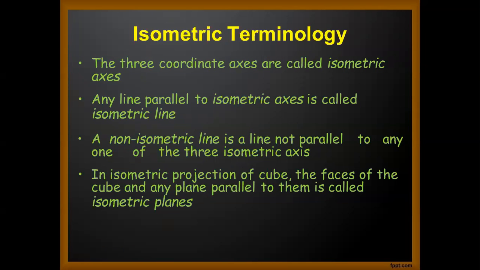There is different terminology. The three coordinate axes are called isometric axes, while the lines which are not parallel to isometric axes are known as non-isometric lines. Okay, so those lines which are parallel to isometric axes will be isometric lines. Now, in isometric projection of a cube, the faces of the cube and any plane parallel to them are called isometric planes, while those planes which are not parallel to them are known as non-isometric planes.